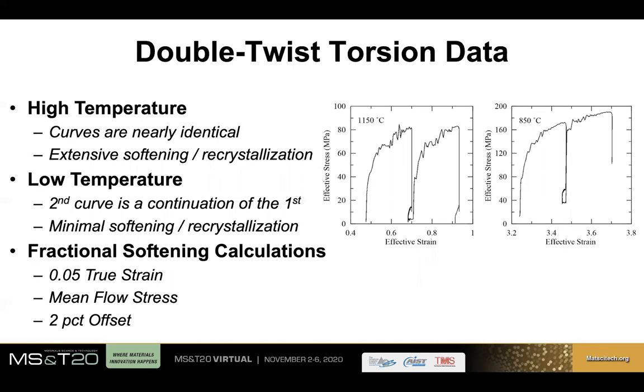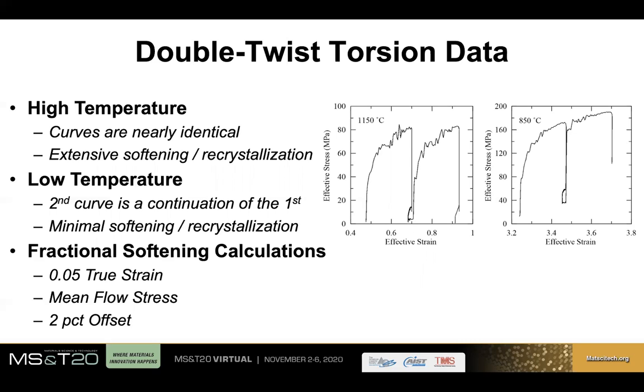For high temperatures like 1150C, shown by the plot on the left, we see that the curves are nearly identical to each other. The second stress strain curve is nearly identical to the first, and this indicates extensive softening and therefore extensive recrystallization during the 5-second interpass time between these 2 deformation passes. If we compare that to deformation at lower temperature, like 850 degrees C, shown by the plot on the right, we see that the second stress strain curve is a continuation or an extrapolation of the first. And this indicates minimal softening and therefore minimal recrystallization during the 5-second interpass time between these 2 deformation passes.